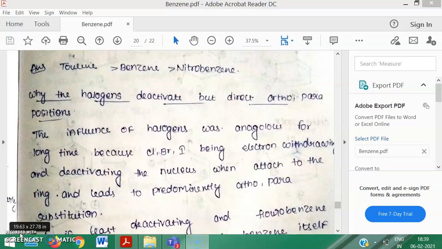But coming to the halogens, why do the halogens, which are deactivating groups, direct the ortho and para positions? The influence of halogens was a puzzle for a long time, because chlorine, bromine, and iodine, being electron withdrawing and deactivating the nucleus when attached to the ring, nevertheless lead to predominantly ortho-para substitution. Generally deactivating groups should direct meta, but here they direct ortho and para. Why?